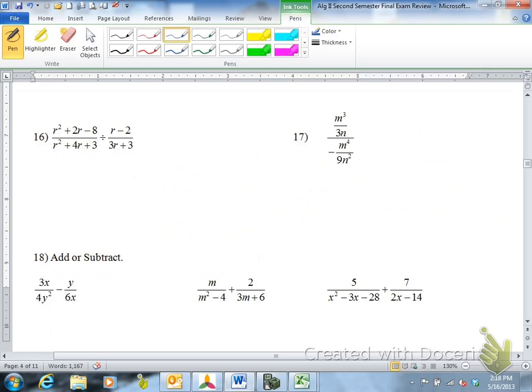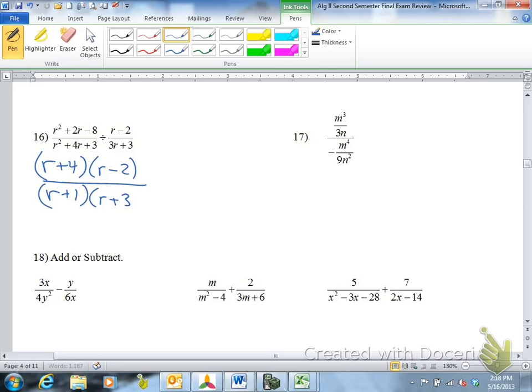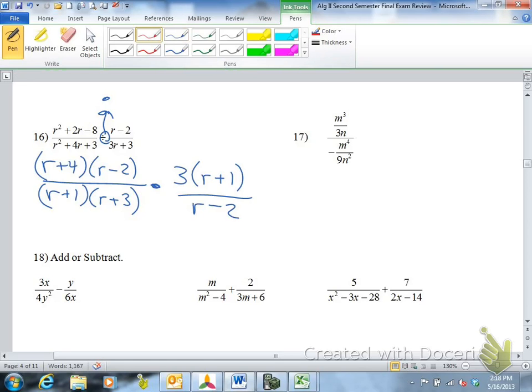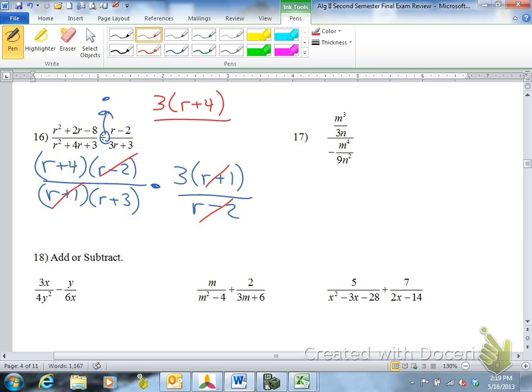The next two, more of the same. We factor first. We have r plus 4 times r minus 2. R plus 1, r plus 3. And division is going to become multiplication. So you can take a greatest common factor of 3 out. And then you divide common factors. You have some r minus 2s. You have an r plus 1. You have 3, r plus 4, divided by r plus 3.